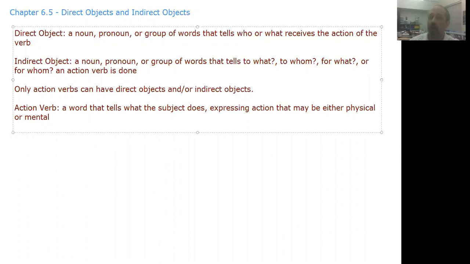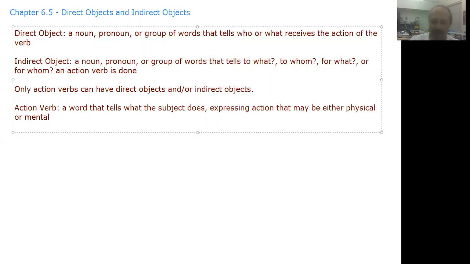Only action verbs can have direct objects and or indirect objects. So you need to know what an action verb is. An action verb is a word that tells what the subject does, expressing action that may be either physical or mental. One more quick note. If a sentence has an indirect object, it has a direct object. So please keep that in mind. I'll give you a moment to copy down this vocabulary.